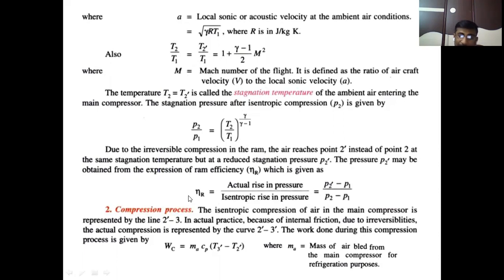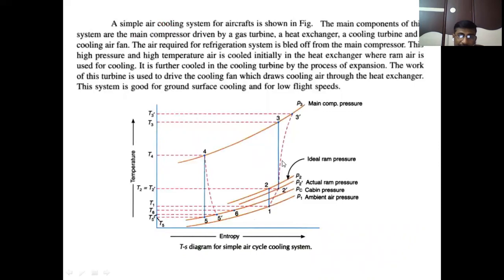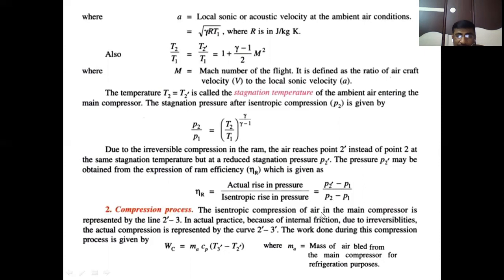Then the second process is the compression process. Here in the TS diagram, 2 dash to 3 is the isentropic compression, and 2 dash to 3 dash is the actual compression in the main compressor. In actual practice, because of internal friction due to irreversibilities, the actual compression is represented by the curve 2 dash to 3 dash, due to the lower efficiency of the compressor.